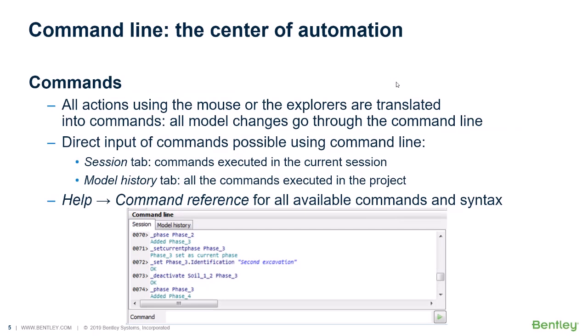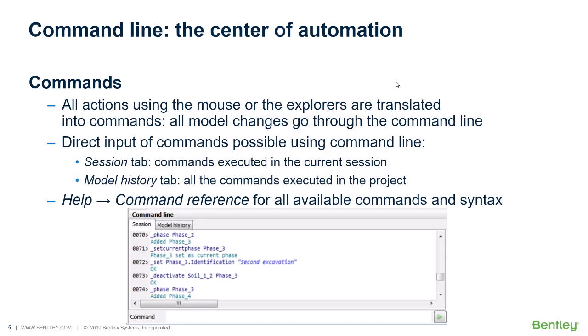So before we think about automation, it's good to realize that the command line that we have in Plaxis is the center of all automation. Anything that we do with the Plaxis application that changes something on the data structure will be converted to a command. If you do something, clicking with the mouse, selecting something in the selection explorer, and then change, for instance, load values, generating the mesh, run the calculations, everything that we do will all be transformed into a command.